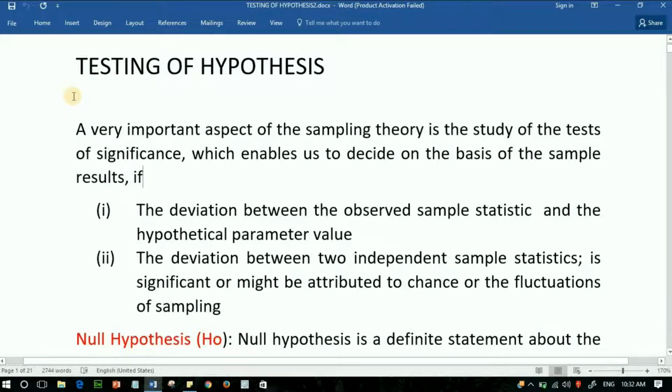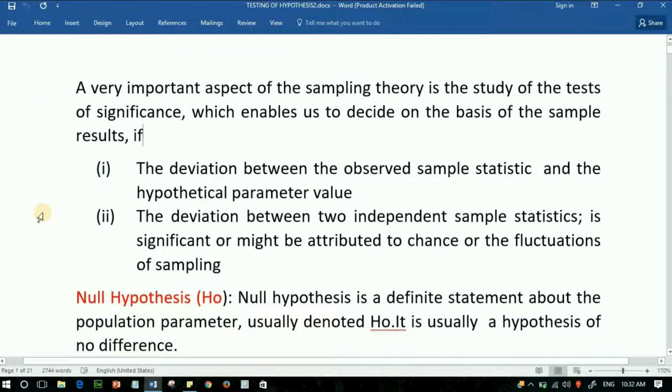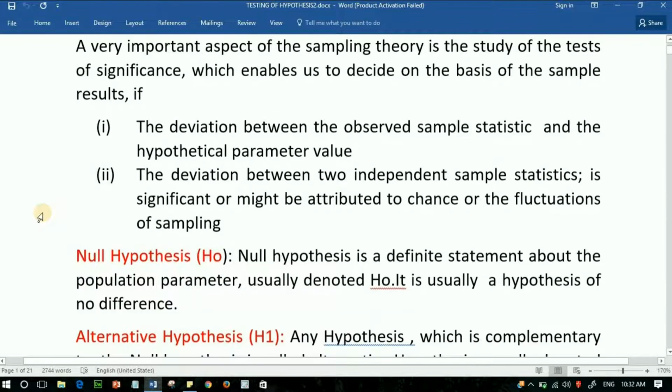Today we will discuss testing of hypothesis. A very important aspect of the sampling theory is the study of the test of significance, which enables us to decide on the basis of the sample results if 1. The deviation between the observed sample statistic and the hypothetical parameter value, 2. The deviation between two independent sample statistics is significant or might be attributed to chance or the fluctuations of sampling. For testing a hypothesis, we want some important points related to that.